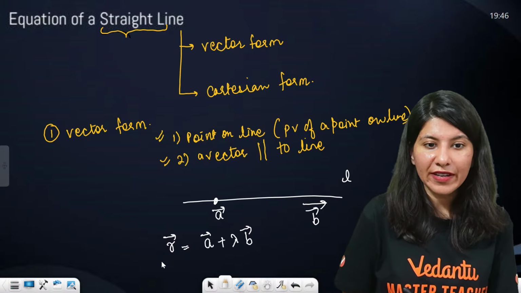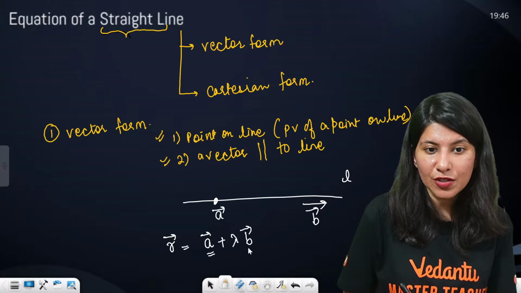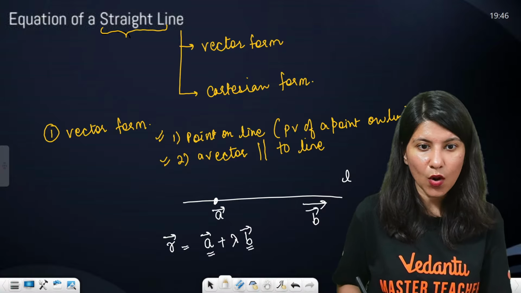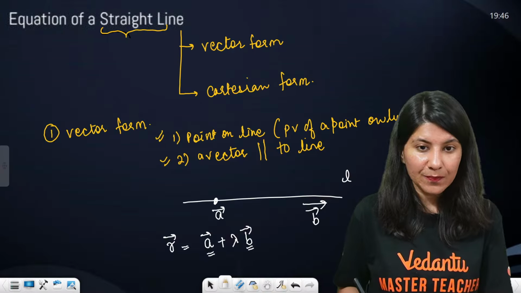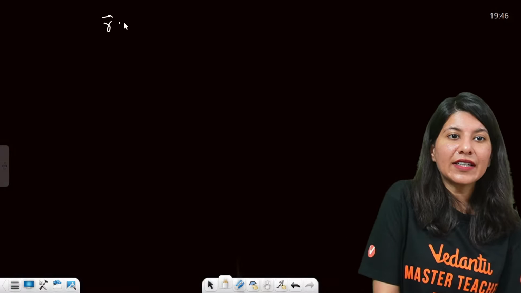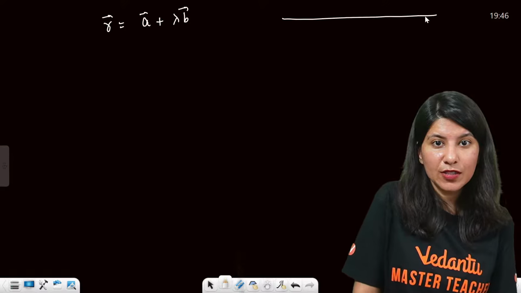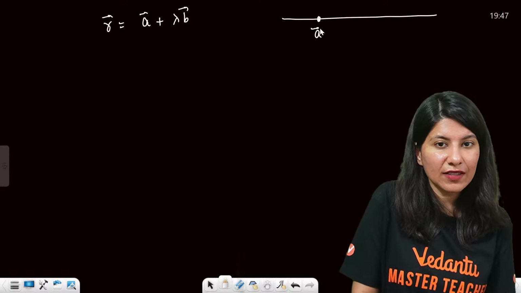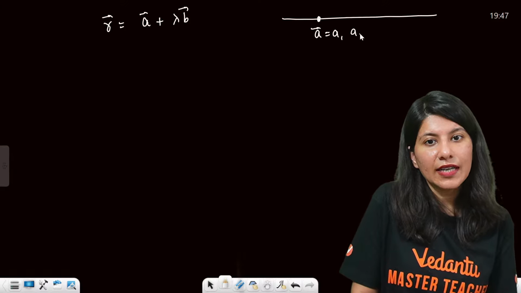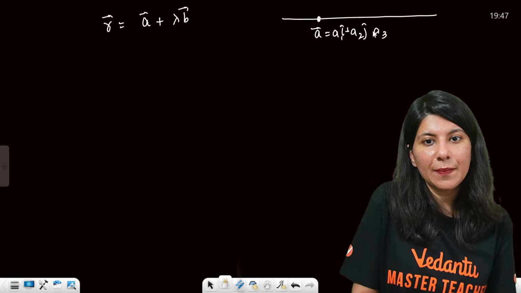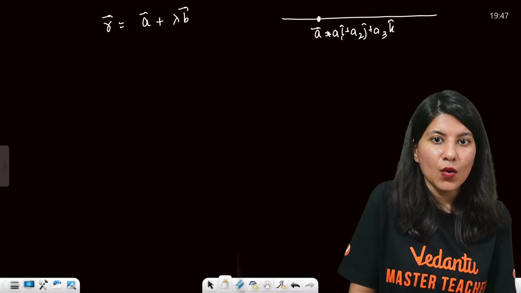Okay, so this is your vector form. You need a position vector A, you need a B vector. Okay, all right, cool. Perfect. Now, R vector is equal to A plus lambda times B. Understand what I am trying to say. So basically, let us assume this A vector is A1, A2, A3. Can I write it? A1 i cap plus A2 j cap plus A3 k cap.